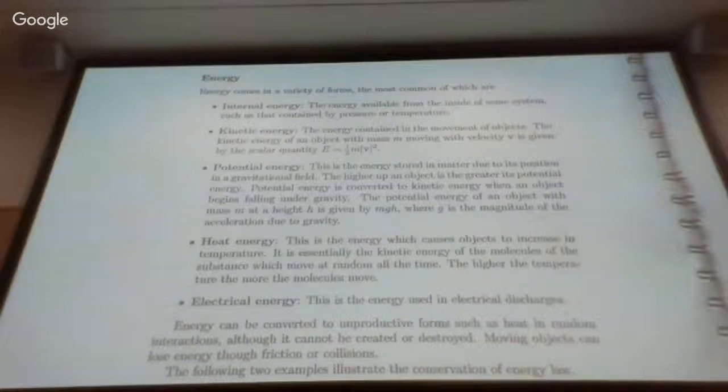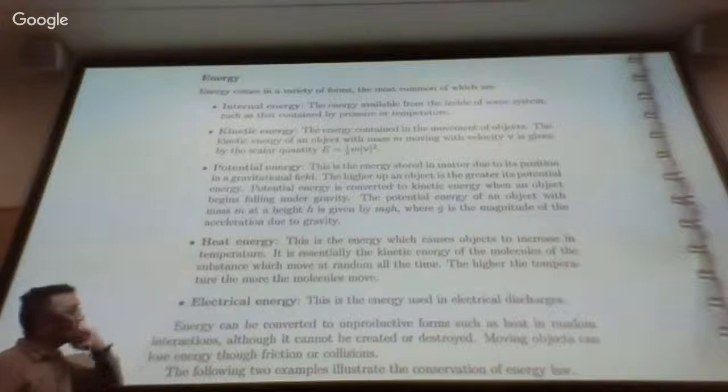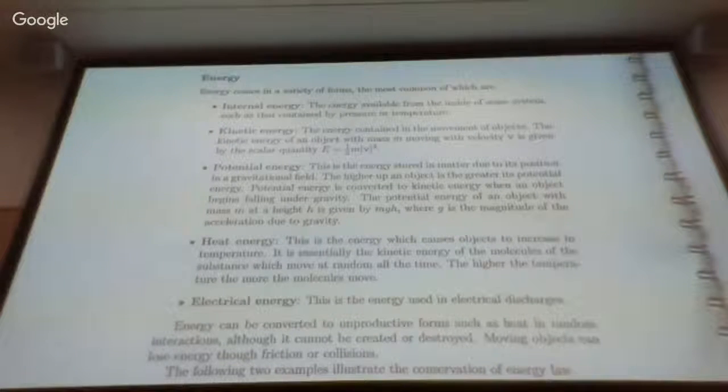Then there's other forms which are maybe less relevant for us in this context. There's electrical energy. Heat energy, the energy of an object due to the temperature of the matter in the object. Okay, so that's the total heat energy in an object. You have other kinds of energy as well.